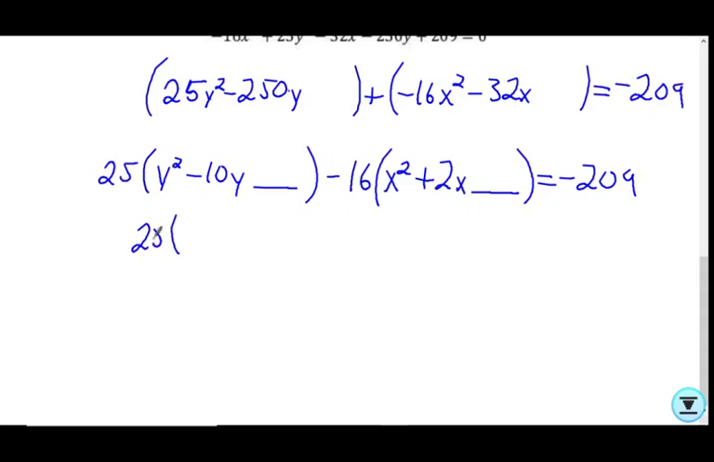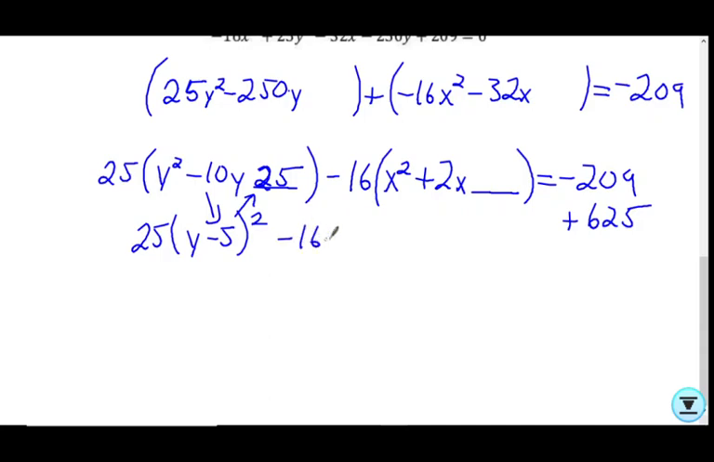So we get 25, and then y, divide this in half, so I get negative 5. Then square it, put that there, which is 25. Now I've just unbalanced my equation. I've added 25 inside times the 25 here, but I've really added a total of 625 to the left side. So I've got to do the same thing to the right.